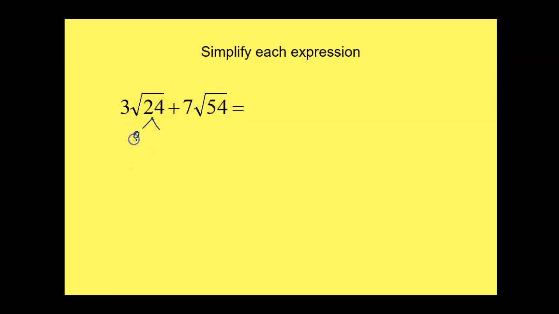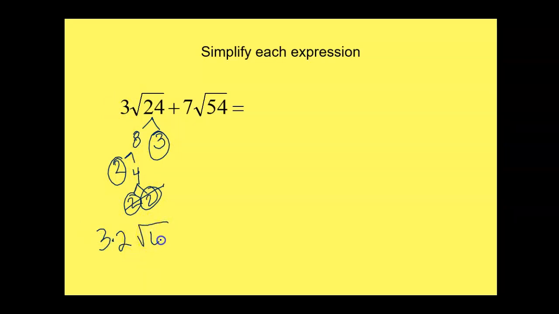So 24 is 8 times 3, and then 8 is 2 times 4, and 4 is 2 times 2. So I do have 2 2's underneath, so I can bring one out and times it by the 3 that's out front, and then I have a 2 and a 3 that are going to stay inside. So if I multiply those back together, I get 6. So that simplifies to 6 roots of 6.